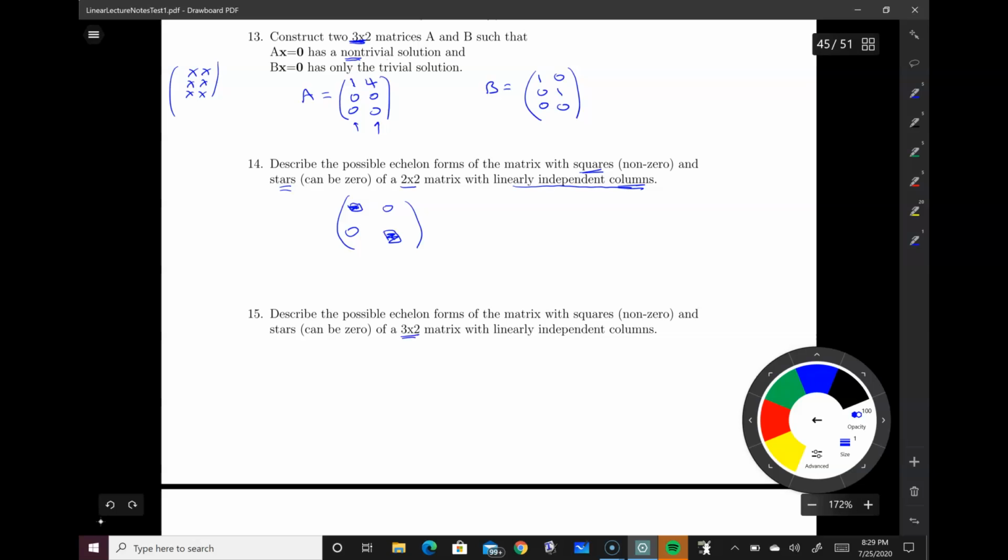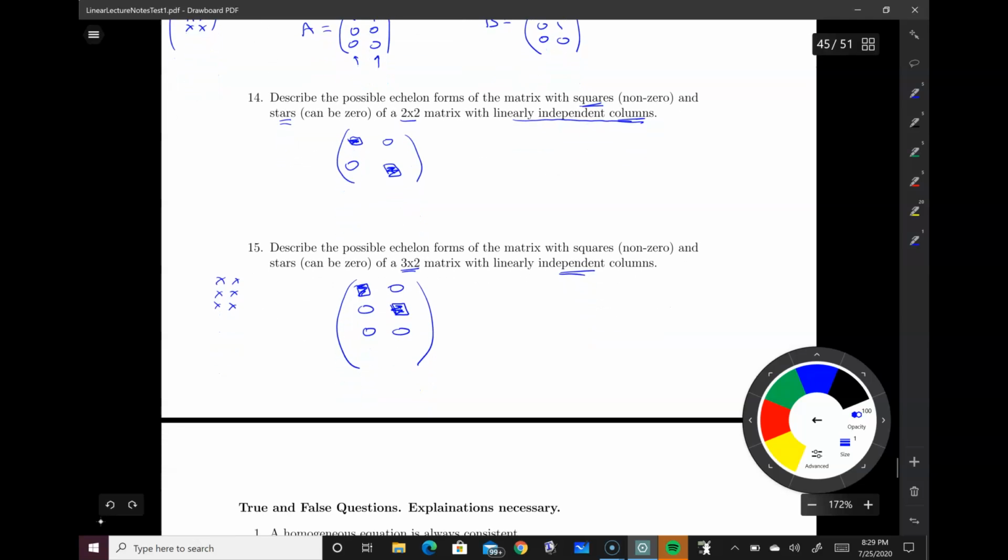All right, this is a different size. This is a 3 by 2. So again, make sure you get the size going in your head. So that's what it's looking like. How can I have independent columns? I want a pivot in every column. So there's a pivot, and I would have to have a pivot here, and there would have to be zeros below it. So this is the only form of a matrix that gives you independent columns of this size.